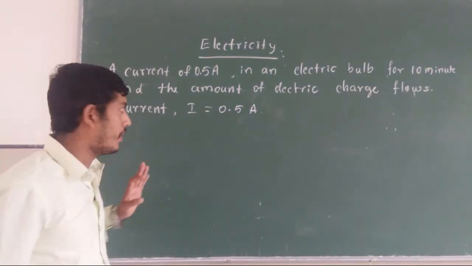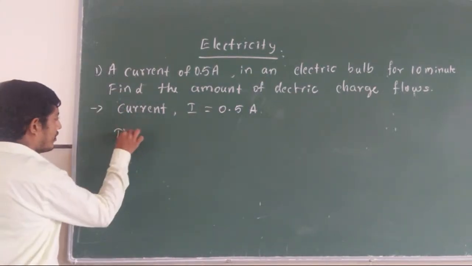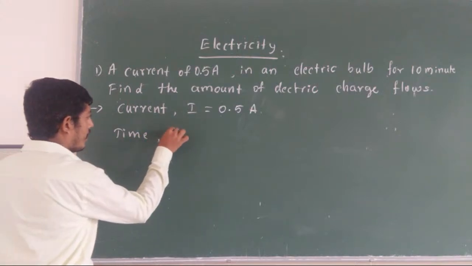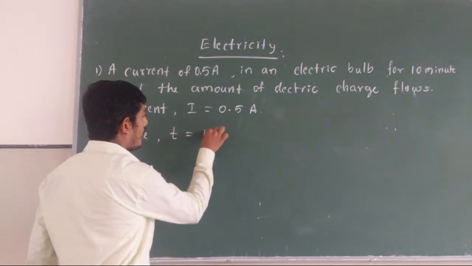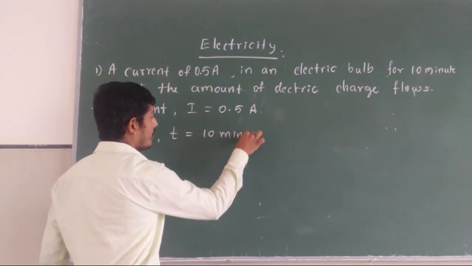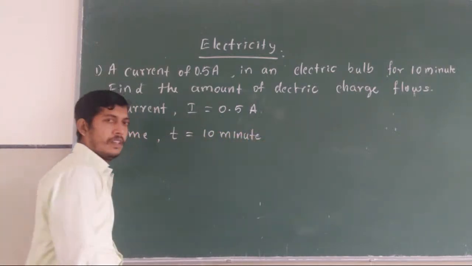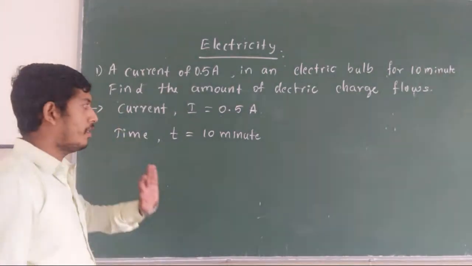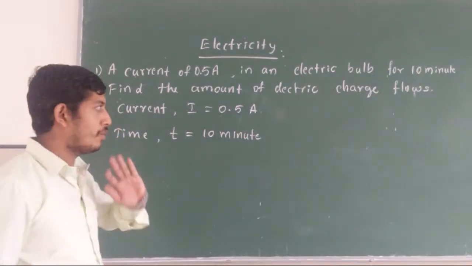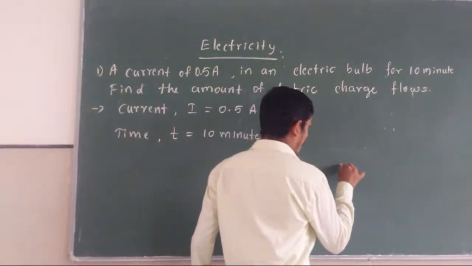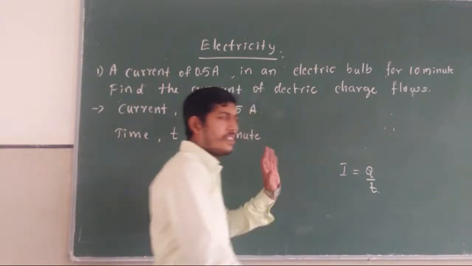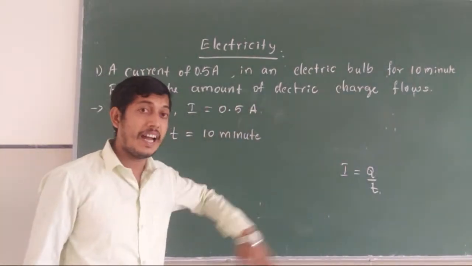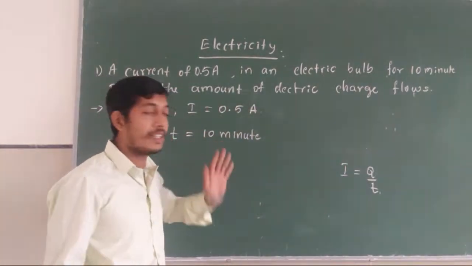And time is given. Time, that is t, is equal to 10 minutes. I will not solve this, you have to solve it. You have the formula in front of you: I is equal to Q divided by T. So this is the formula. We have to rearrange this and use the values in it.